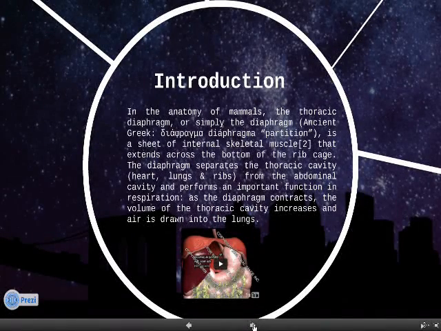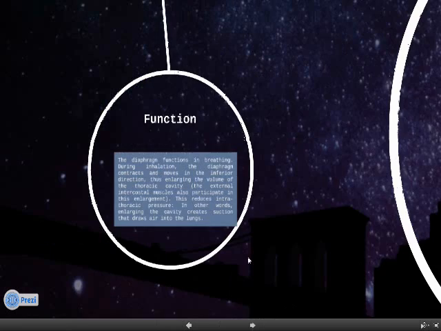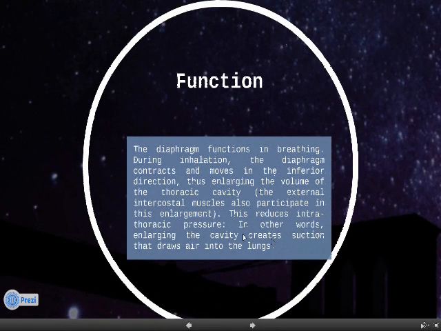Diaphragm. Introduction. In the anatomy of mammals, the thoracic diaphragm, or simply the diaphragm, is a sheet of internal skeletal muscle that extends across the bottom of the rib cage. The diaphragm separates the thoracic cavity from the abdominal cavity and performs an important function in respiration. As the diaphragm contracts, the volume of the thoracic cavity increases and air is drawn into the lungs.